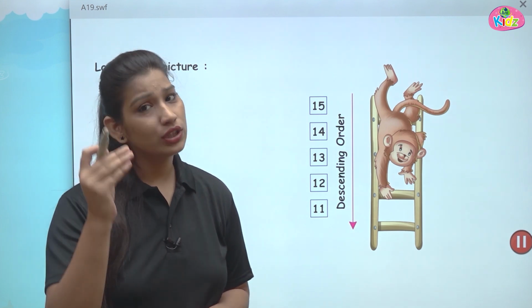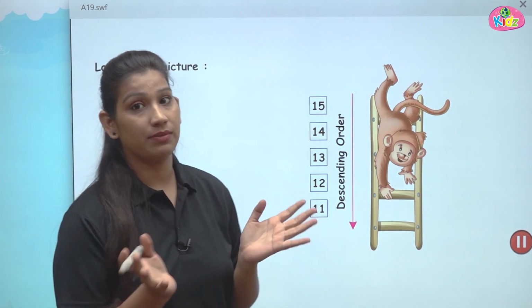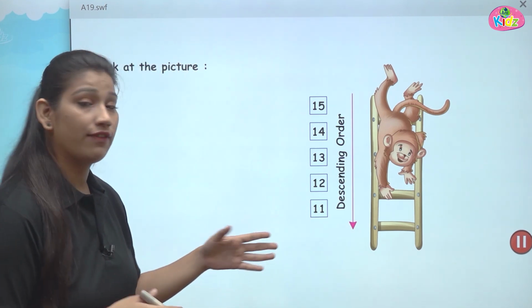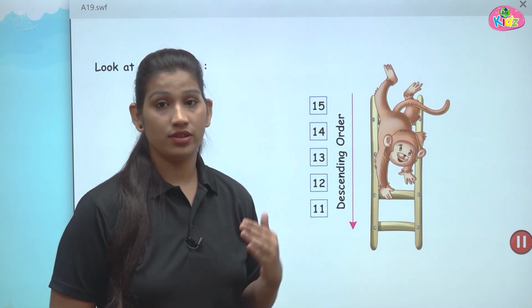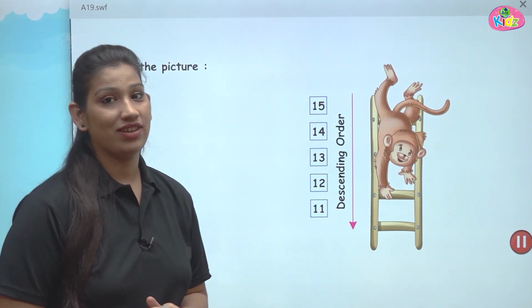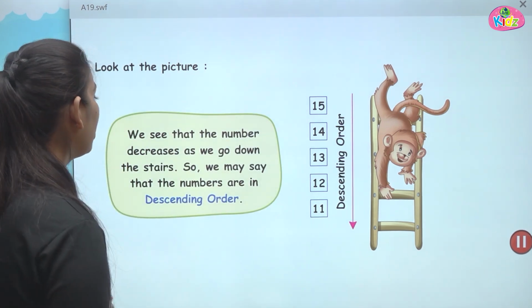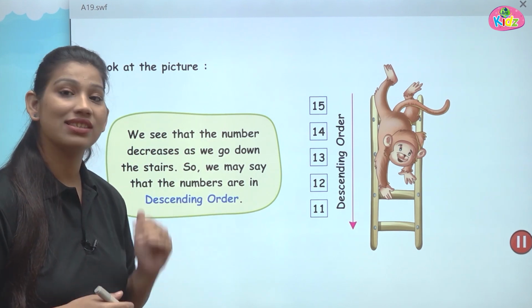ये number छोटे छोटे छोटे होते जा रहे हैं. जैसे कि 15 सबसे बड़ा number है इनमें से और 11 सबसे छोटा number है. तो सबसे पहले हमने लिखा 15, फिर उससे छोटा 14, फिर 13, फिर 12 और फिर 11. Descending order में क्या होता है? We can say the number decreases as we go down the stairs.